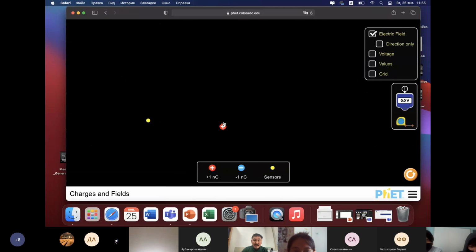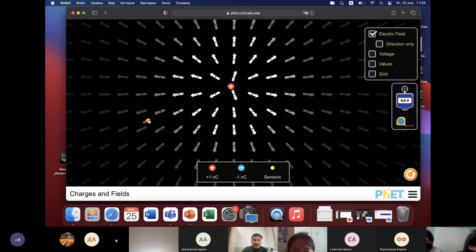If I take the positive charge here, you see the electric field, that arrow shows me the direction of the electric field, is outgoing here. And if I get closer, you see that the magnitude of the electric field increases. And if I go further, you see it decreases here as well.